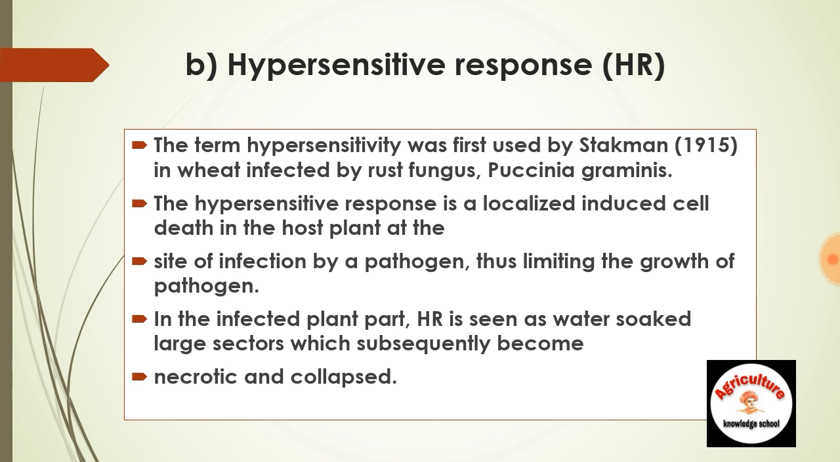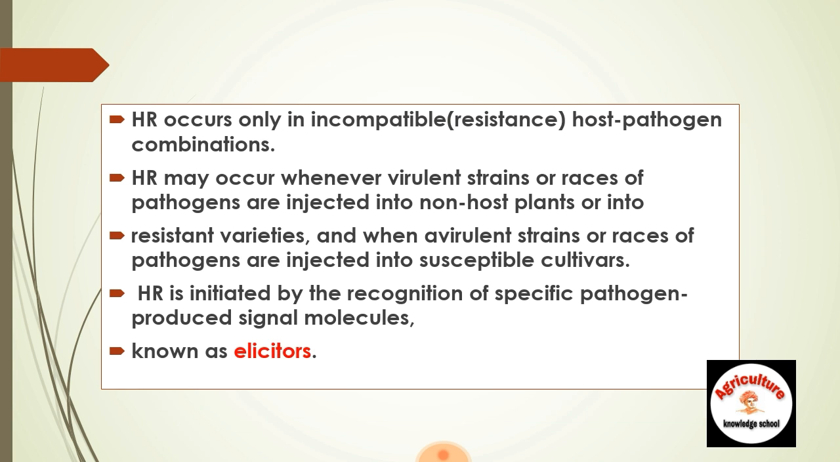The hypersensitive response is seen as water soaked large sectors which subsequently become necrotic and collapsed. So HR occurs only in incompatible, resistant host-pathogen combinations. Hypersensitivity response may occur whenever virulent strains or races of pathogens are injected into non-host plants or into resistant varieties, and when avirulent strains or races of pathogens are injected into susceptible cultivars.